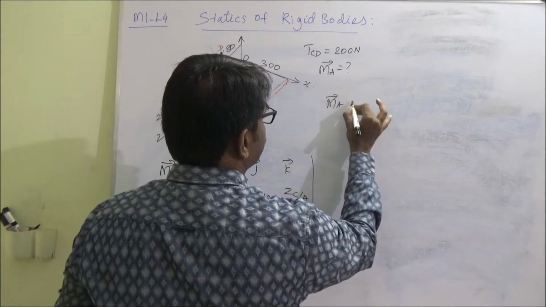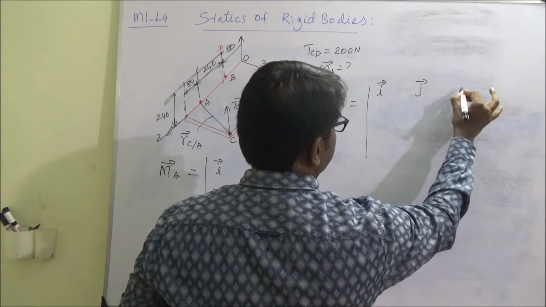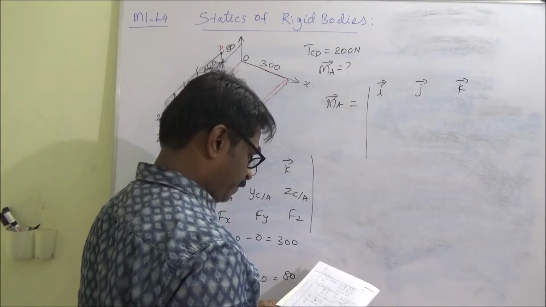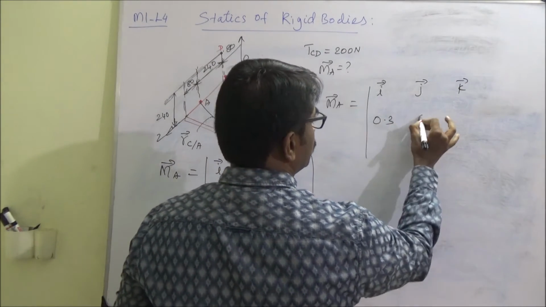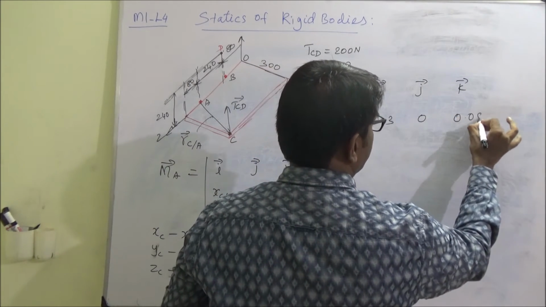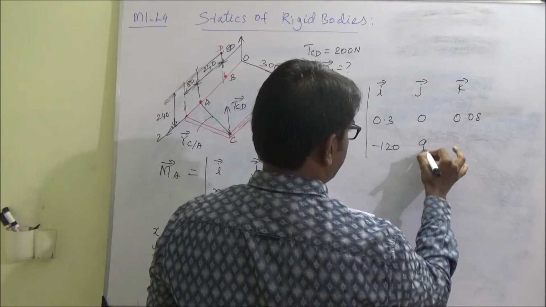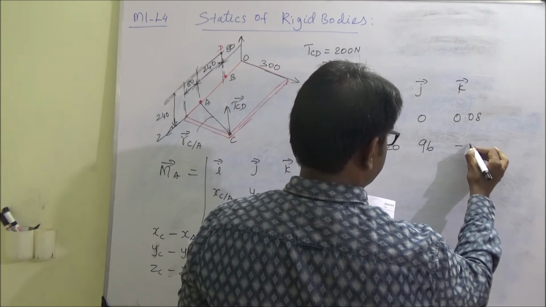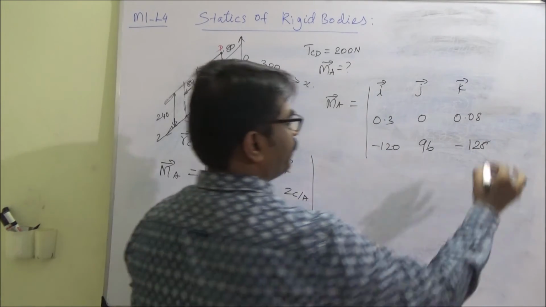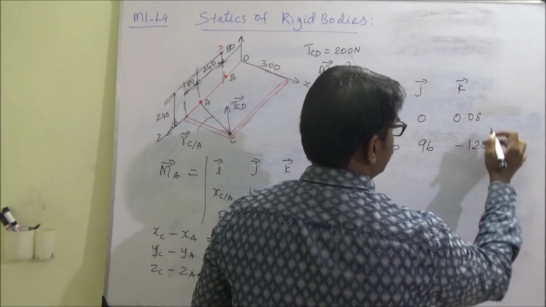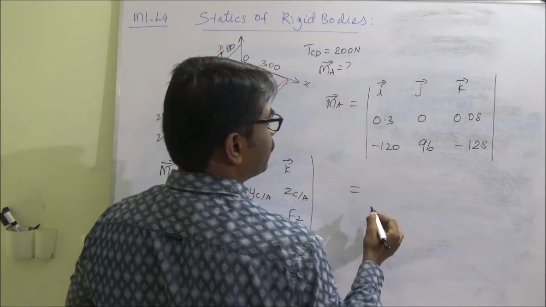The vector is i vector, j vector, k vector. So I am substituting this in meters. 308, minus 120, 96, minus 128. Now we find out the determinant.